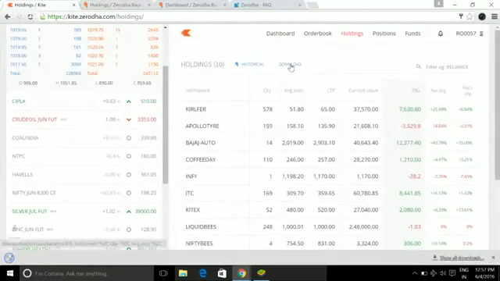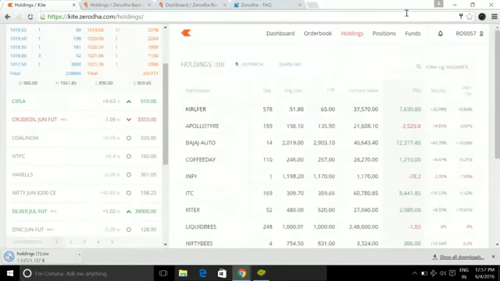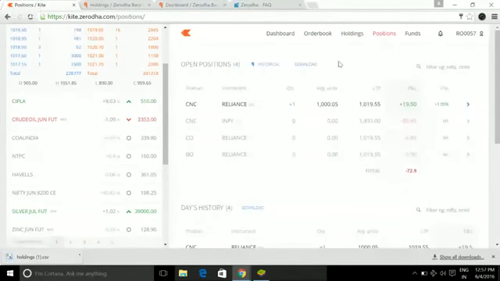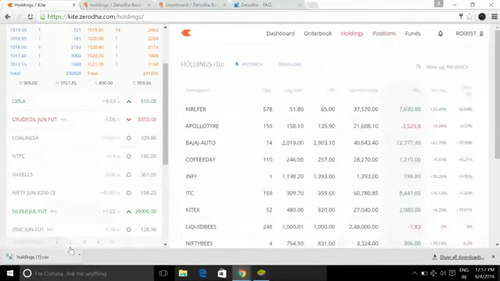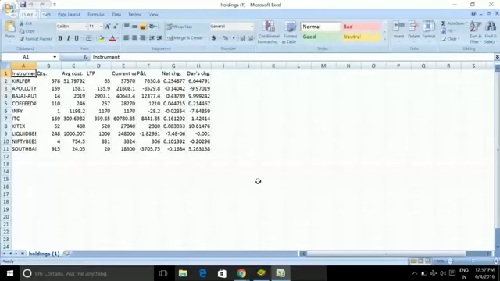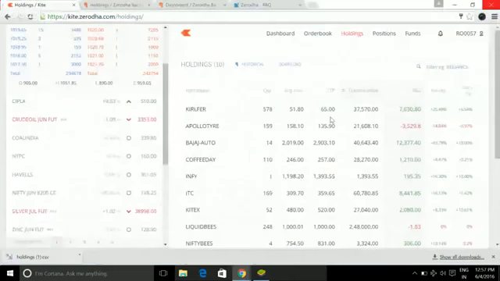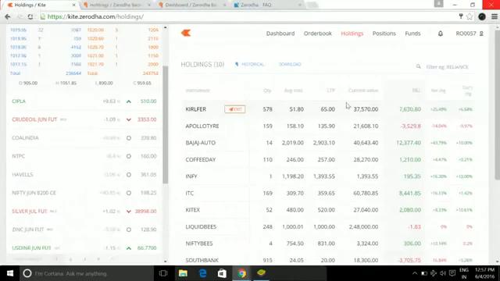In the same way, what we have also done now is, on these menus, on holdings especially, and positions, we've given an option to download everything into a CSV. So if there's any calculation you want to run, you can quickly download all these entries onto a CSV, right?